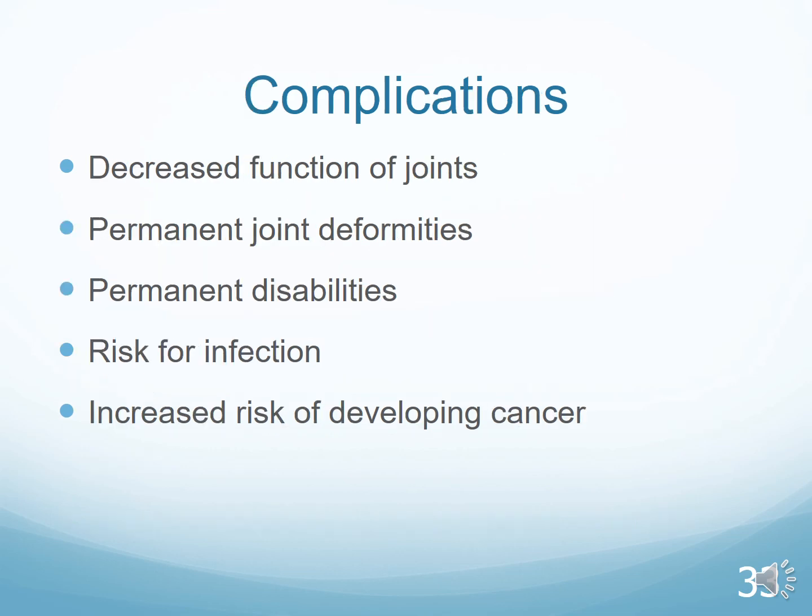Some complications of RA are decreased function of joints. Those joints are not going to work as well. They're not going to have the range of motion. Permanent joint deformities, permanent disabilities. If we are not able to halt the progression of the disease, the disease will progress, and then your patient will become disabled due to this disorder. There is a risk for infection and an increased risk for developing cancer.